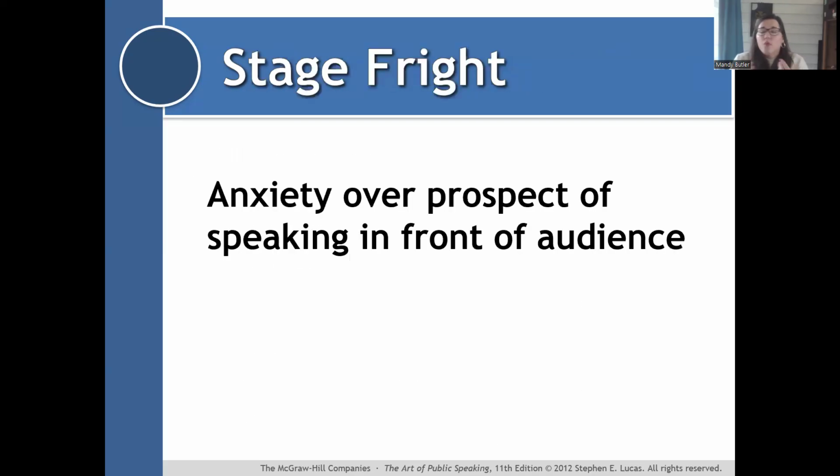Okay, moving on. What is stage fright? Well, most of us have heard this term. It's anxiety over the prospect of speaking in front of an audience. And guess what? Almost everybody has that same kind of feeling. It just has to do with self-talk. How do we use that feeling? How do we even process that feeling? What do we label that feeling as?